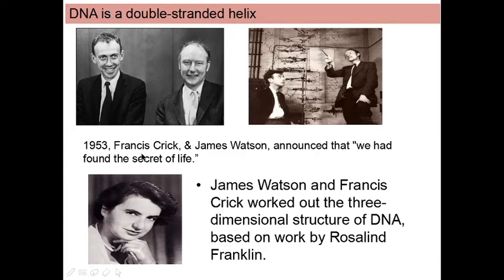In 1953, Francis Crick and James Watson found the secret of life, that is the DNA. James Watson and Francis Crick worked out the three-dimensional structure of DNA based on the work by Rosalind Franklin. In 1953, they proposed a model called the Watson and Crick model of DNA. In 1962, Watson and Crick, along with Wilkins, were awarded the Nobel Prize for elucidation of the double helical structure of DNA.